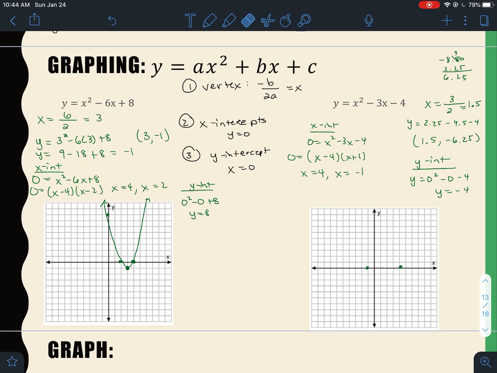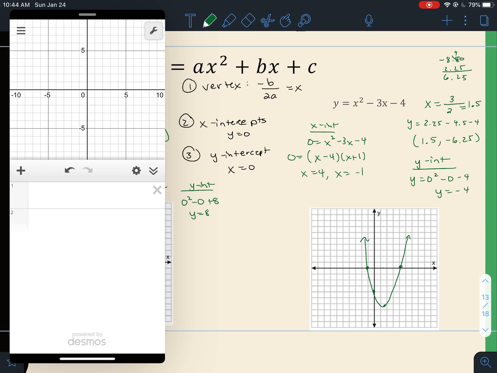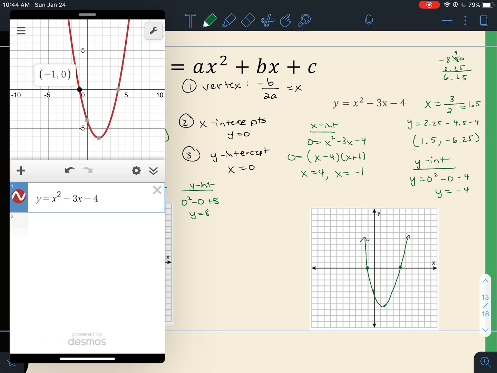Oops, not positive 6.25, -6.25. 1, 2, 3, 4, 5, 6.25, and then -4 for my y-intercept. 1, 2, 3, 4, and there we go. And then connect these, and there is a sketch of that parabola. So we can check against Desmos. We got y equals x squared minus 3x minus 4. And so my x-intercepts are at 4 and -1. My y-intercept's at -4, and my vertex is at 1.5, -6.25.